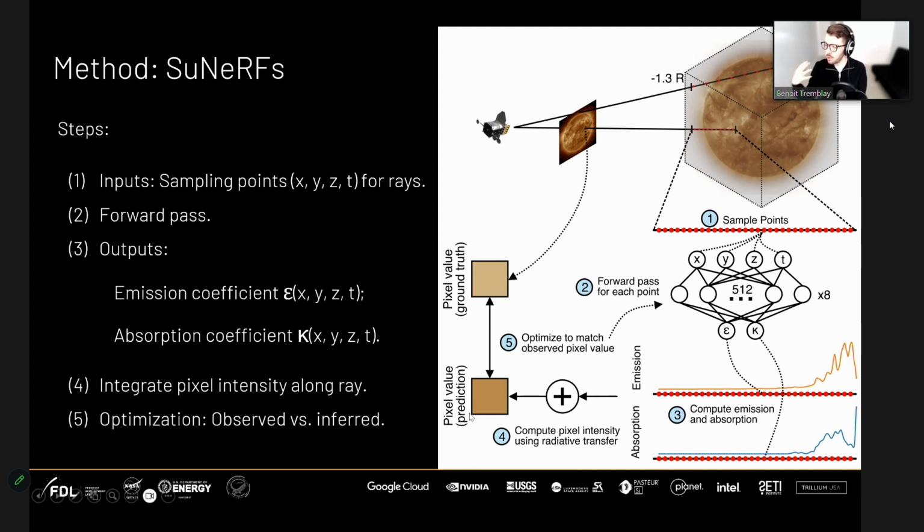And then we can compare that 2D image that we inferred with the 2D image that the satellite produced. This is how we optimize the neural network, essentially. It's comparing the 2D images that we can generate with the 2D images that the satellite observed.